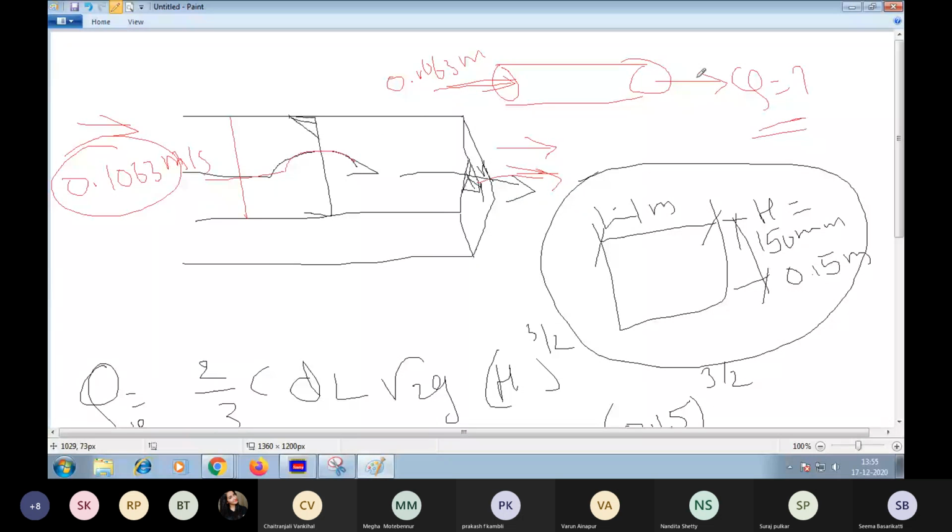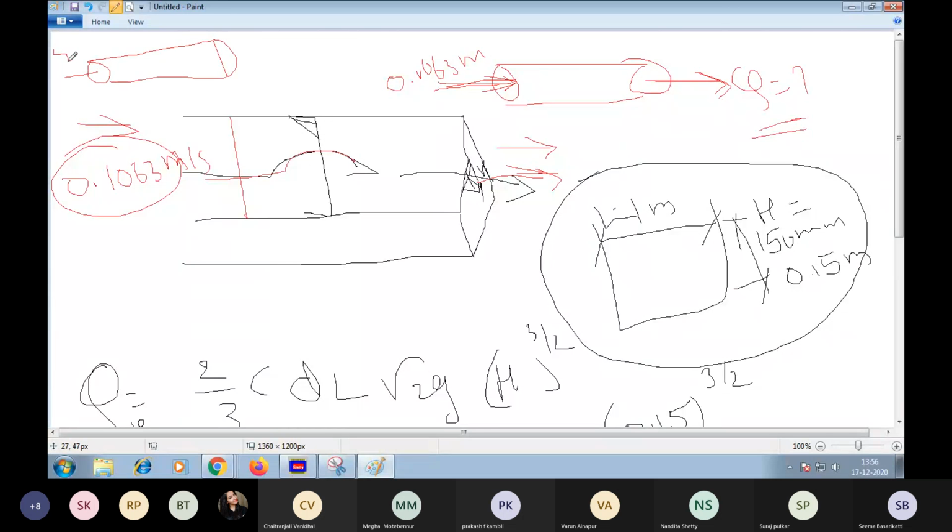Exit discharge of water will be equal to how much? Simple question. Same as it is. If you supply 0.1063 meter cube per second of water inside a pipe, at the exit you are going to get the same amount of water. Okay, so please understand the question and tell me the answer.